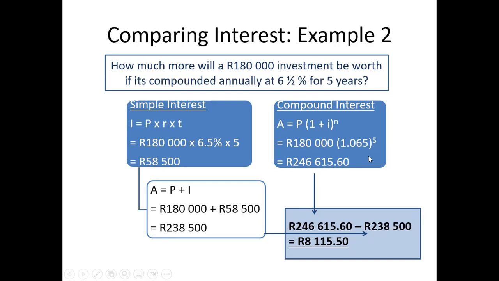Now, in this case, that is a future value. That is what we want to live with, but we must first calculate the future value on the simple interest side. We were given the principal amount, 180,000. We've just calculated the interest, so we can add the two together, and then we can subtract that answer from the compound interest answer, and we see that our investment will be worth 8,115 Rand and 50 cent more if we invest it as compound interest as opposed to simple interest.